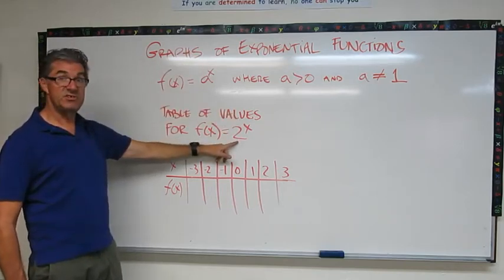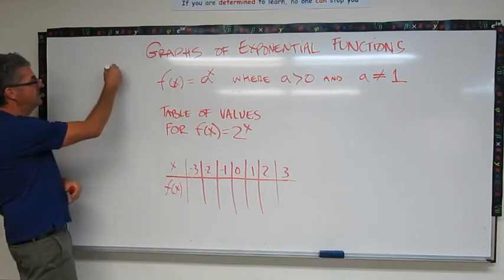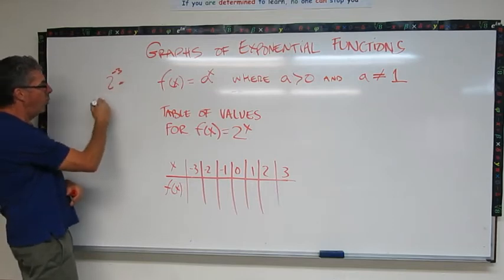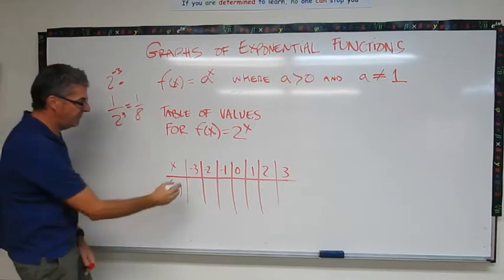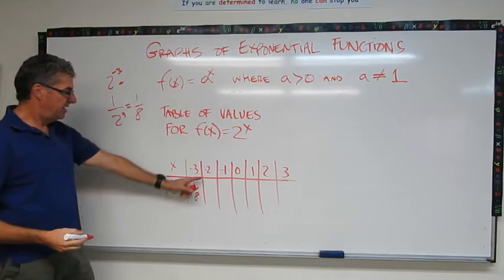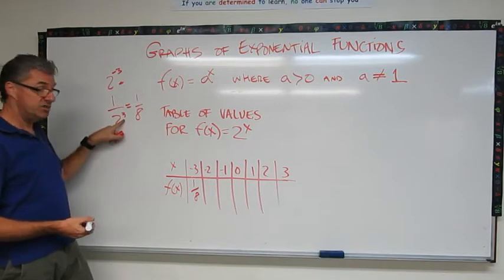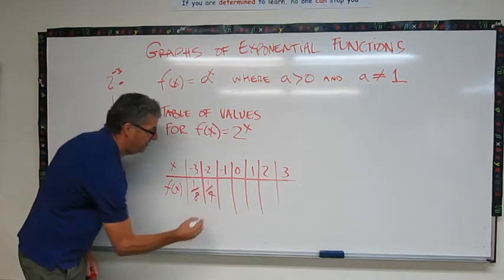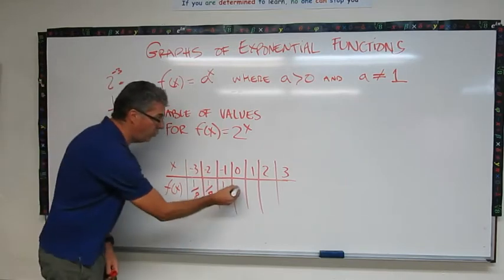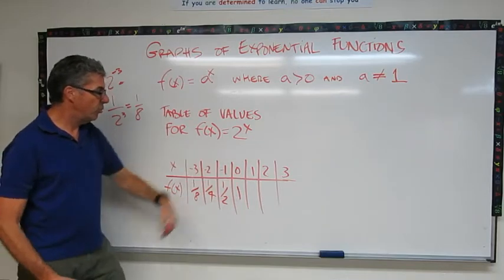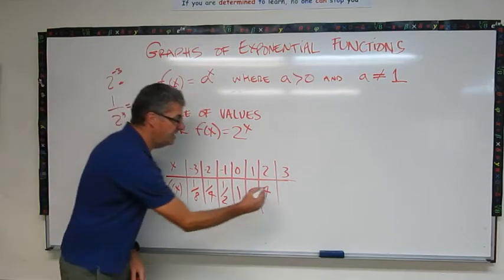My base in this case is 2. So when x is -3, that's 2 to the -3, which is 1 over 2 to the 3, which is 1/8. Okay? So that's what we would get for this one. That's 1 over 8. Now, -2 is a real similar thing, but it's going to be 1 over 2 to the 2, which is 1/4. -1 is going to give us 1/2. The 0 power, always 1. Now we have 2 to the 1. That's just 2. 2 to the 2 is 4. And 2 to the 3 is 8.